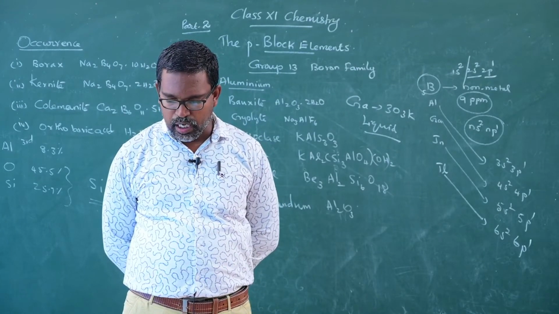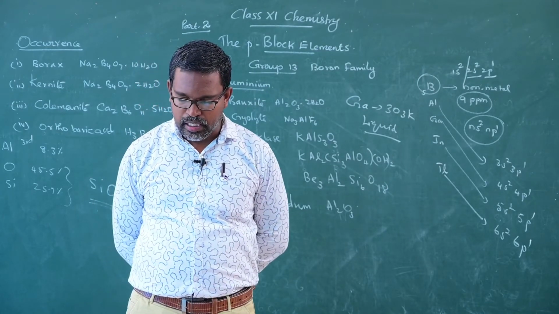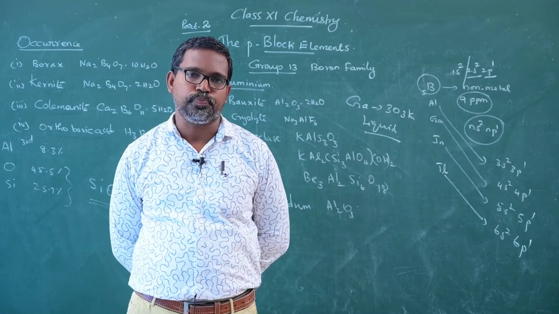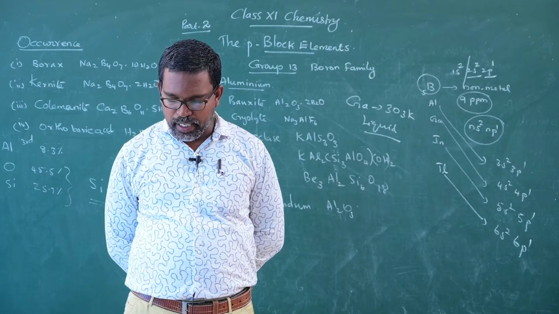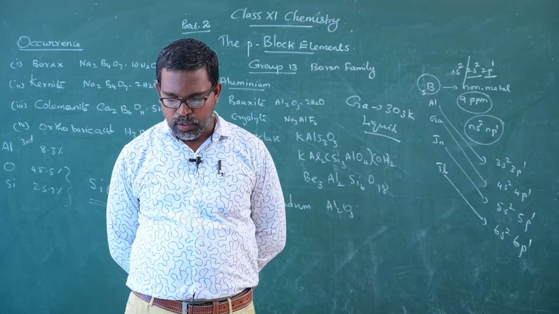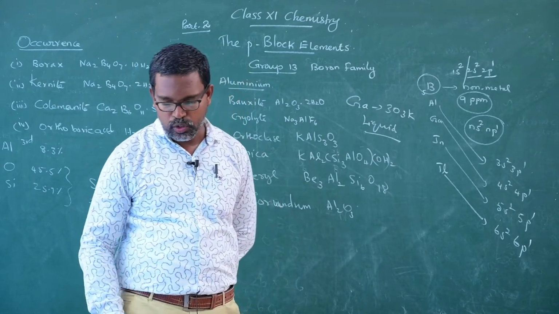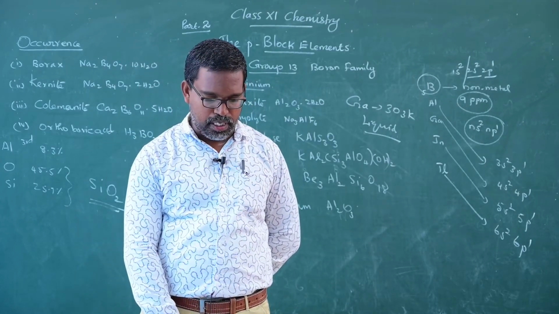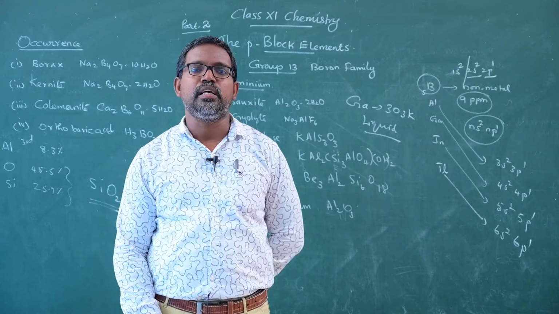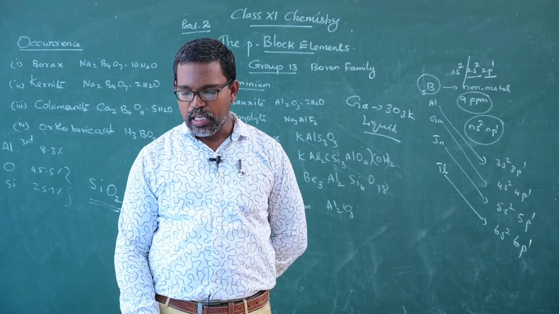The next point is electropositive or metallic character. Due to high ionization enthalpies, these elements of group 13 are less electropositive compared to the elements of group 2. And moving down the group, the electropositive or metallic character increases because ionization energy decreases. Boron is a non-metal while the other elements are typically metals in nature. So these are some general characteristic properties of the boron family members.